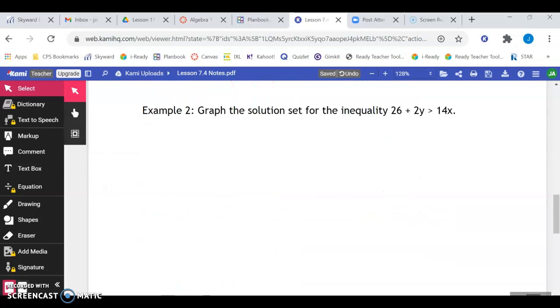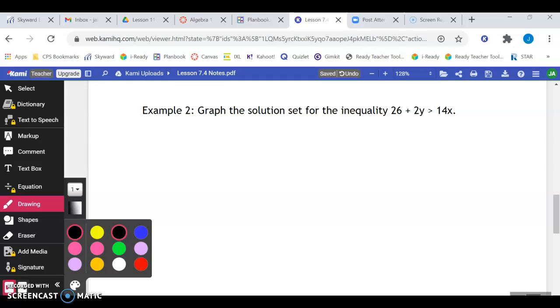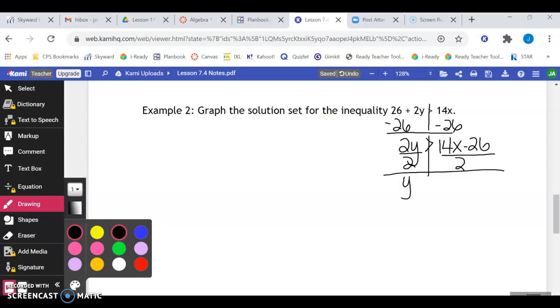So example 2, we're going to do the same thing here. We have to solve for y. So I'm going to minus 26 first. And then I'm going to divide everything by 2. And that's a positive 2, so I'm not going to flip the sign. 14 divided by 2 would be 7. And negative 26 divided by 2 would be negative 13.